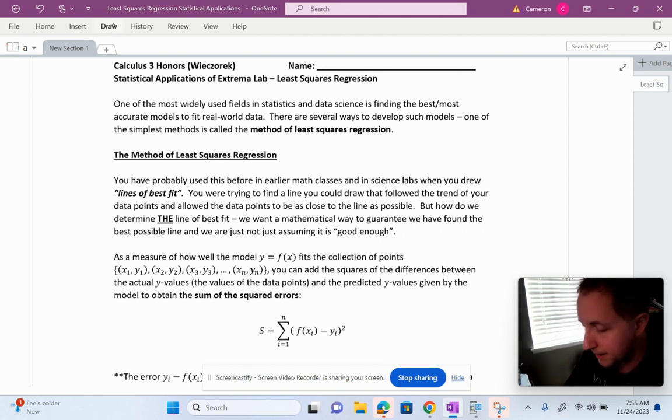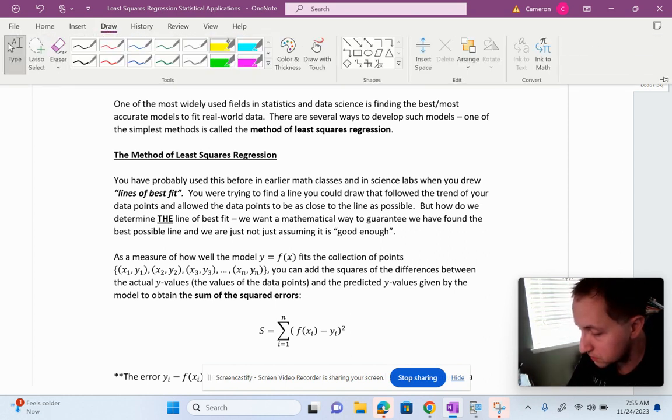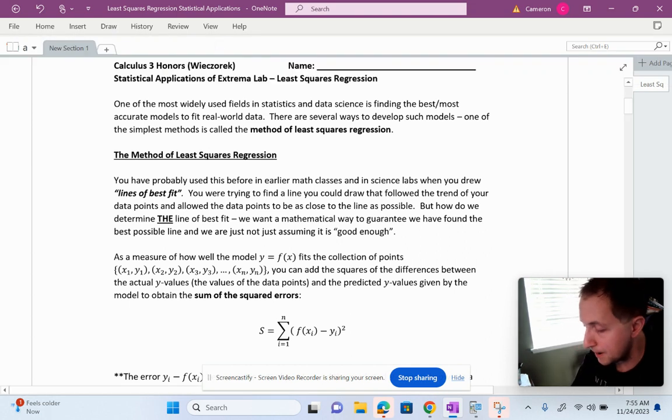So we're going to look at a process called linear regression. Or really in general, the process is called least squares regression. And I'll talk about why it's called that in a little bit. But one of the most widely used fields in statistics and data science is finding the best possible model for a set of data in order to make predictions, whether it be for the future or even for current values. But how do you find the best possible model?